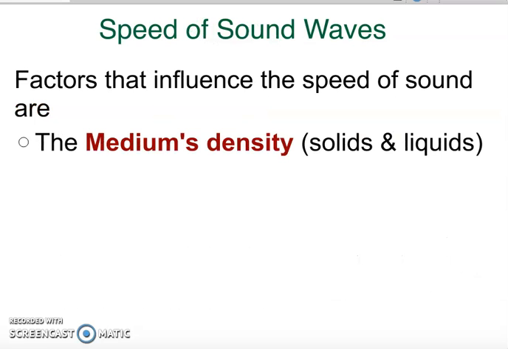Now, before we get into the structure of those standing waves on strings and air, there are some things that influence the speed of sound, and those things are the medium's density. So whatever the wave is traveling on, how dense it is going to impact how fast the sound waves travel. If it is less dense, then the energy is going to travel through that medium a little bit slower. If it is more dense, then it's going to travel faster.